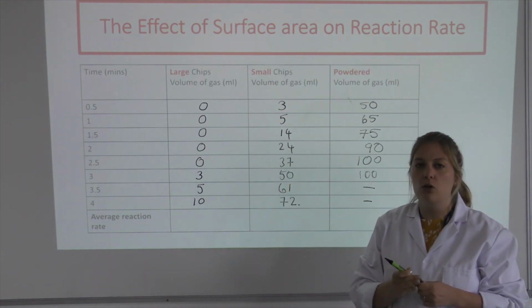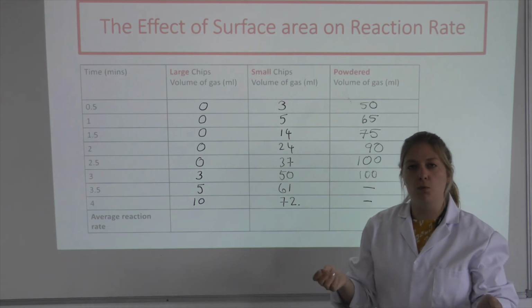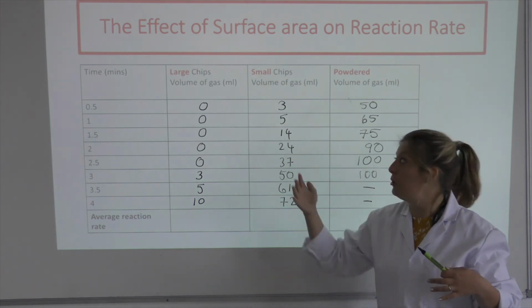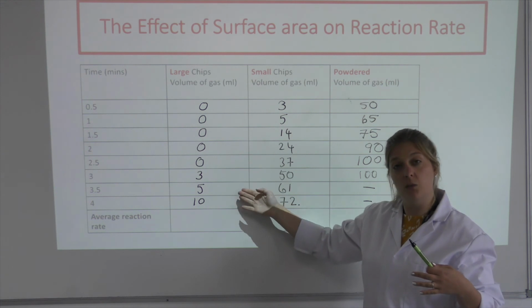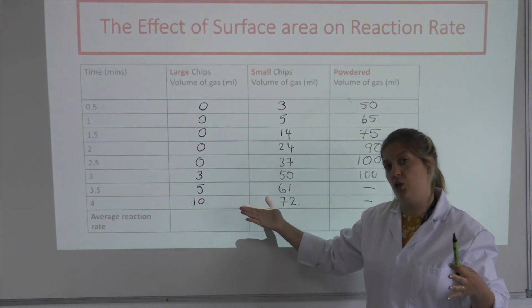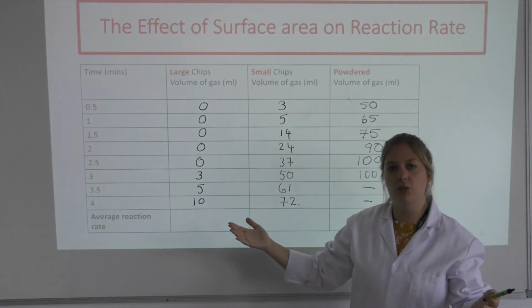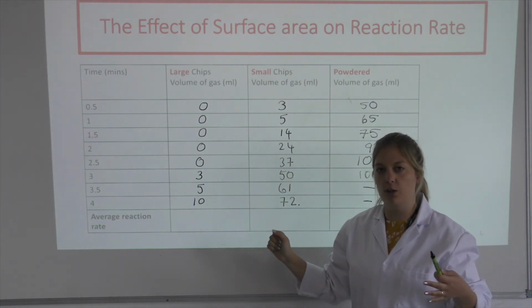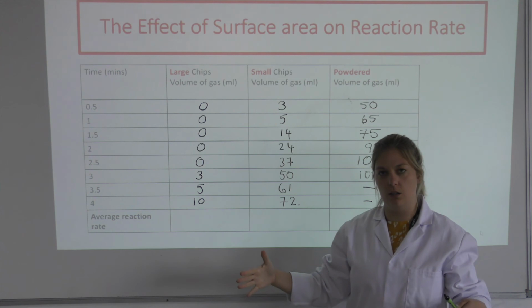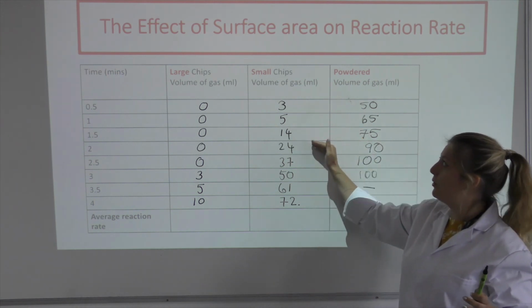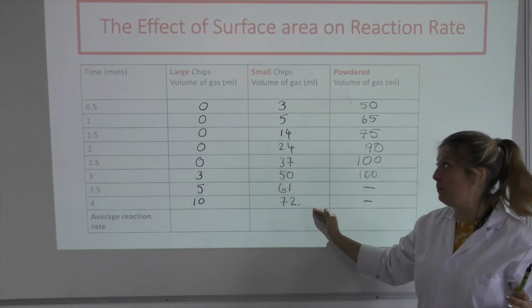Now, something that you could do to improve that is we could have used a smaller measuring cylinder, and that would improve the accuracy of our results. So you could be asked a question about that in your exam. For this reaction here, use a smaller measuring cylinder so we can see a smaller scale for more accurate results. We've got a nice simple set of results for our small chips.